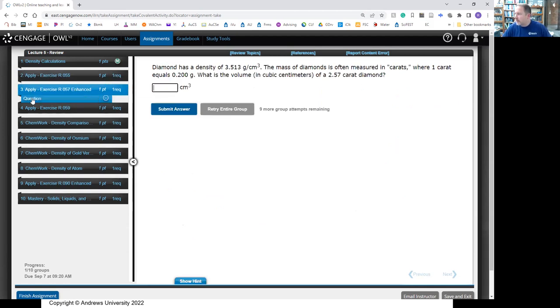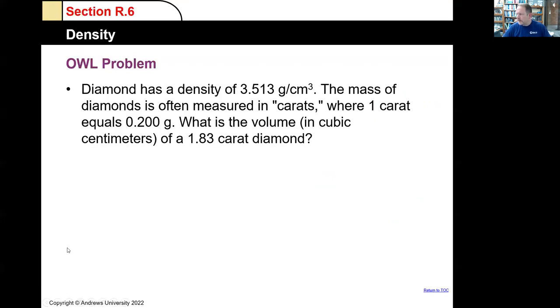What is this one? This has to do with carats, and what's the volume of a 2.5 carat diamond? This is in my PowerPoint slides. I'm going to try to do it here with you. No, do the slides. Go to the slides. Here we go. All right.